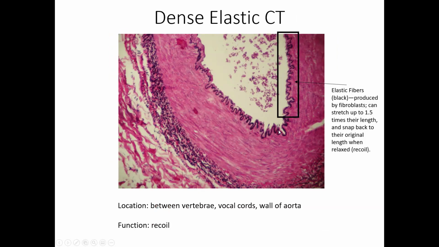All right, dense elastic connective tissue. I warned you that black squiggles were elastic fibers. We mentioned they're full of that elastin protein. These can stretch up to 1.5 times their length and snap back to their original length. We call that recoil. That's snapping back. You find dense elastic tissue in anything that either vibrates, like your vocal cords, or places like your aorta. If we pump extra blood through your aorta, we need to stretch a little bit, but we need to go back to our original shape.